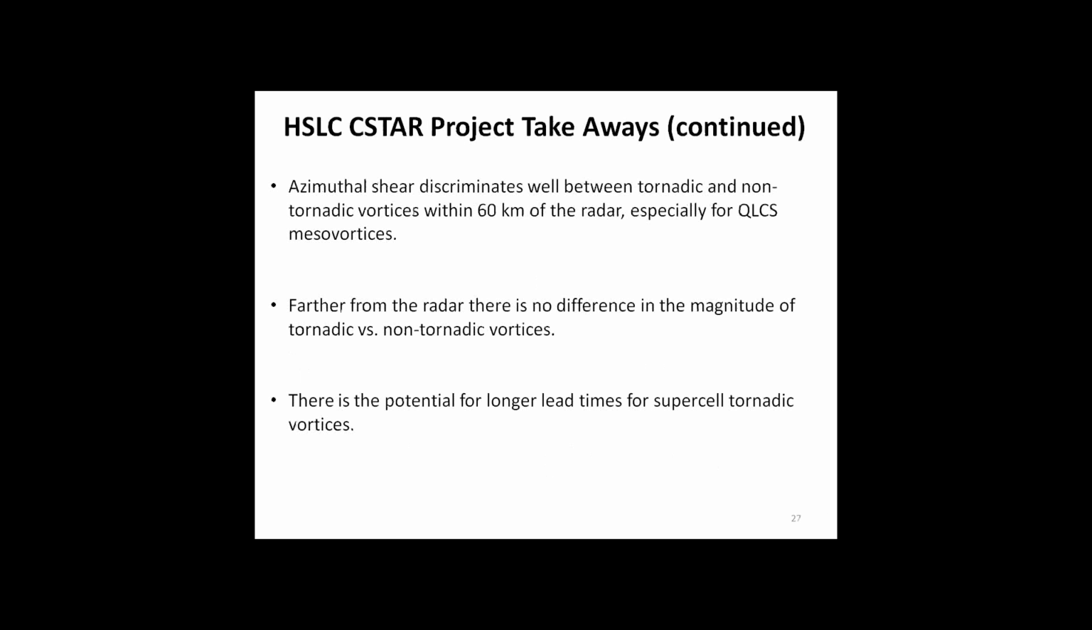For the radar part, we found that azimuthal shear discriminated well between tornadic and non-tornadic vortices within 60 kilometers of the radar, especially for the QLCS vortice cases. But farther from the radar, we found no difference in the magnitude of the tornadic and non-tornadic vortices. I didn't discuss lead times much in this presentation. We did see some potential for longer lead times for azimuthal shear for supercell cases, but not for the non-supercell QLCS cases.